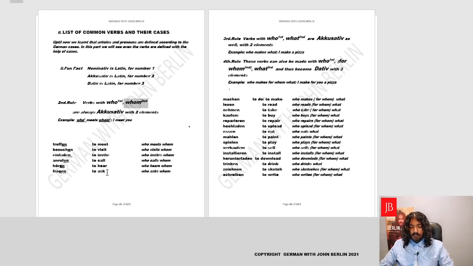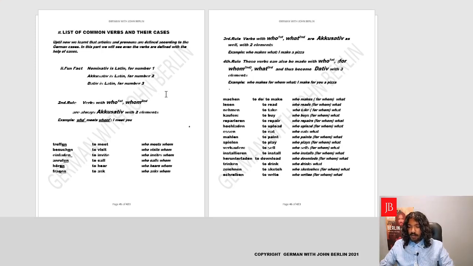Perfect. So fragen, which is to ask. Who asks whom? Who, the person who's asking, and whom the person asks. So as you see, these verbs which I just explained in front of you are accusative verbs. They require two cases, who being nominative and whom being accusative. In total, it requires two cases. That's why it's called an accusative verb.